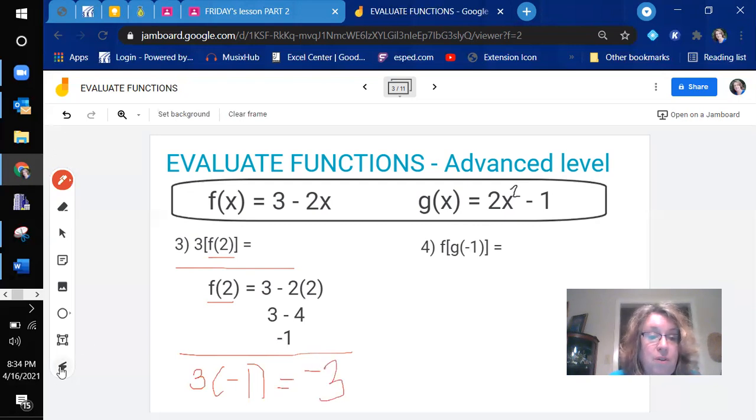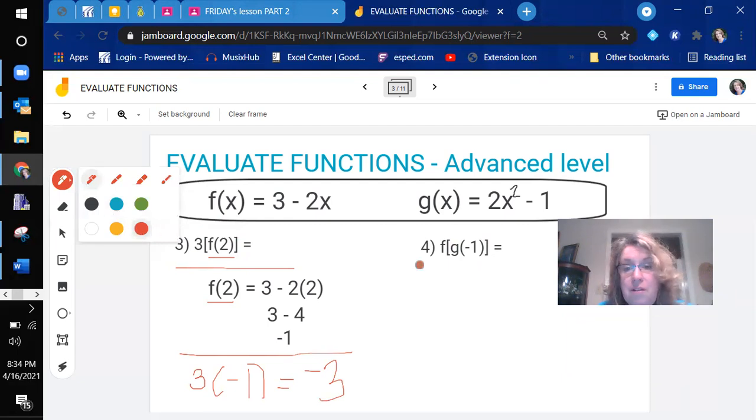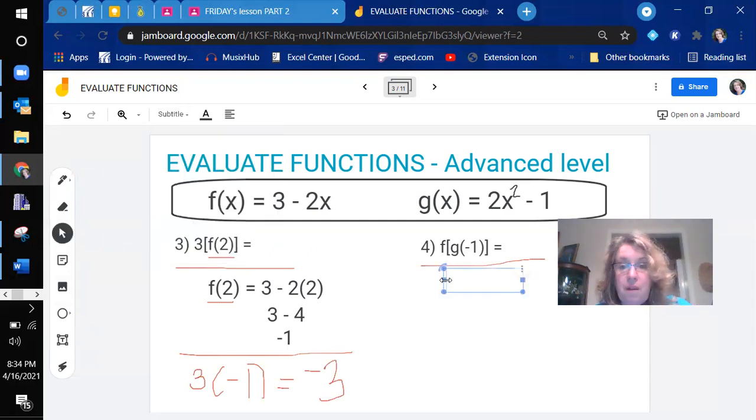So again, when you're doing these, you want to look and do the inside first. So this one has a number on the outside, and let me show you one other example. Here I'm going to do the inside first, and I'm going to ignore the f. I'm just going to work the inside part. And so let me just work that. So that inside is g of -1. You don't think about the other parts of it just yet.